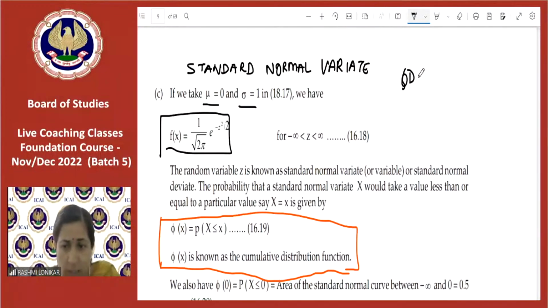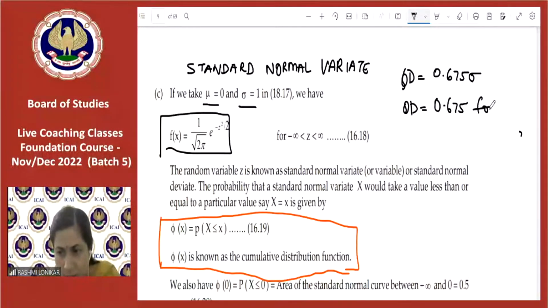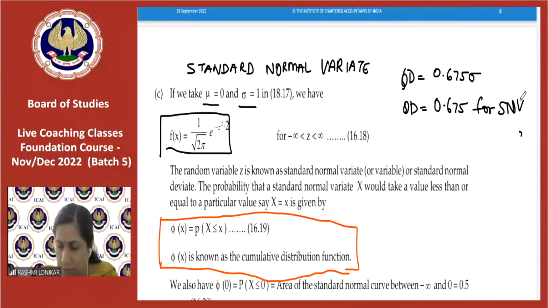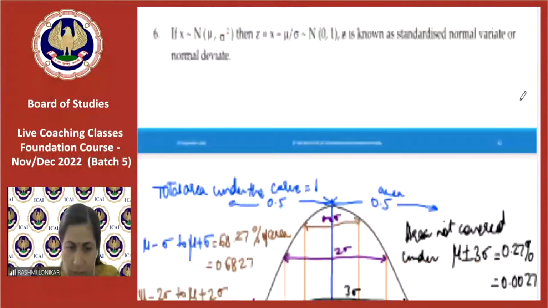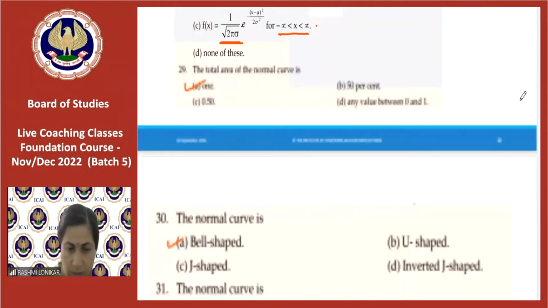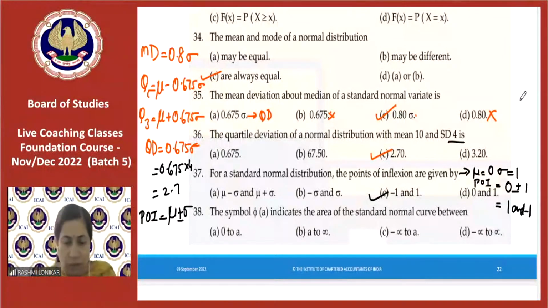Now, normally the quartile deviation is given by how much? 0.675 into sigma. Now here, sigma is 1. That time you will have the quartile deviation equal to 0.675 for the standard normal variate. In question 37, what are they asking us? They are asking for points of inflection. Points of inflection are given by mu minus sigma and mu plus sigma, and so we are able to find it. I hope you've understood.